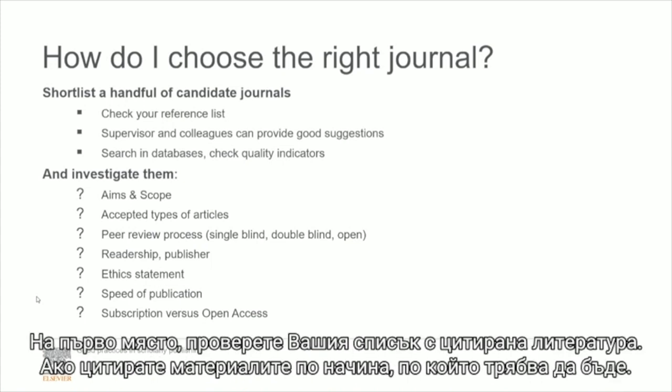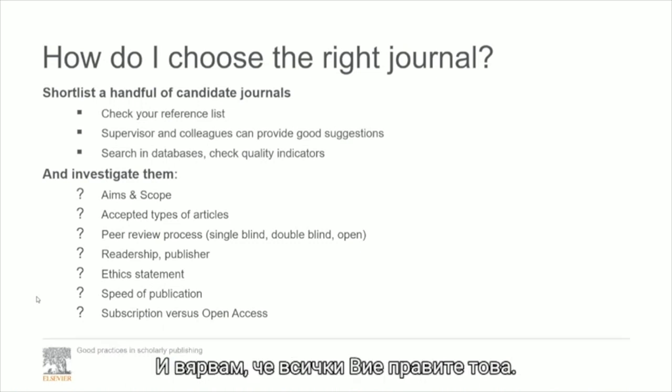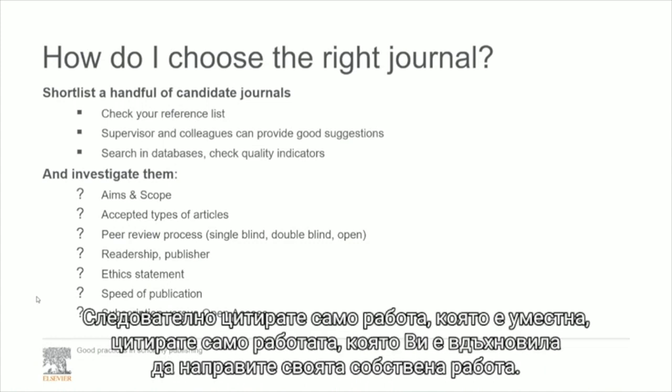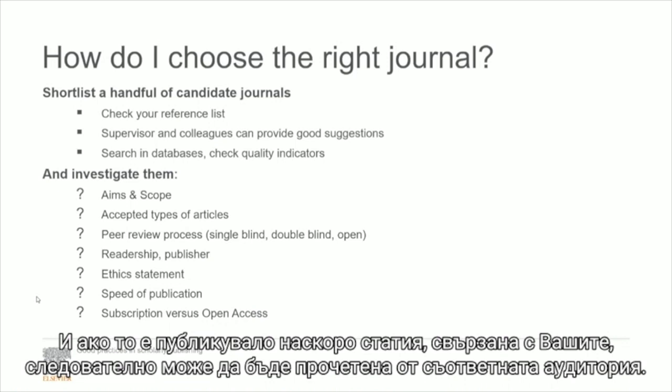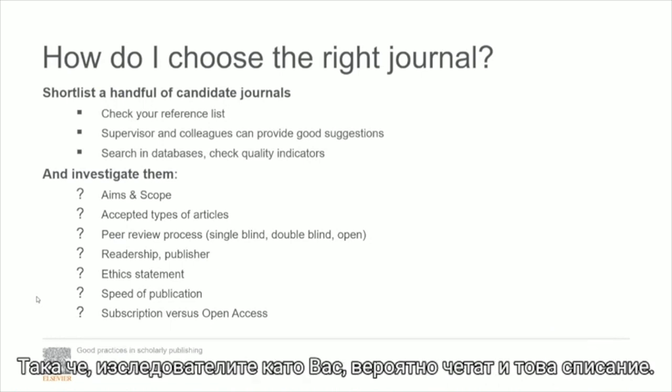If you're citing work the way it is supposed to be, and I believe all of you do that, therefore you only cite work which is relevant, you only cite the work which inspired you to do your own work. And if this is the case, and it should be the case, then you can simply check the reference list. Because if you were citing the journal, if you were reading it and citing it, it basically means that it published research relevant to yours. And if it published research relevant to yours, therefore it may be read by relevant audience as well. So researchers like yourself are probably reading the journal as well.